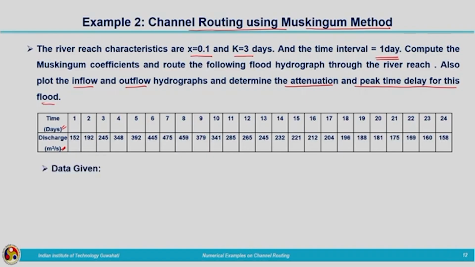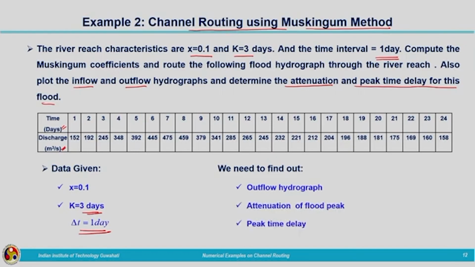Now let us list out the remaining data which are given. The coefficients corresponding to the Muskingum method: x equal to 0.1, k equal to 3 days, then delta t is given as 1 day. We need to find out the outflow hydrograph, attenuation of flood peak, and peak time delay. Three things we need to find out. Outflow hydrograph has to be found out first. Then by comparing the inflow hydrograph and outflow hydrograph, we can find out the attenuation, that is the reduction in peak, and also how much is the lag between the peaks of both the hydrographs. These are the things to be calculated.